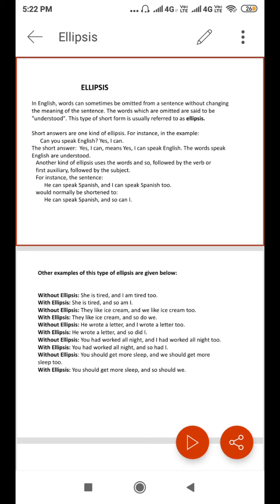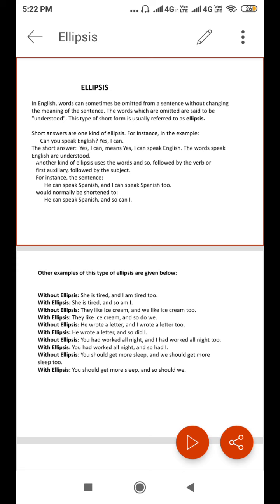Today we are going to talk on the topic ellipsis. This is very important, particularly in spoken English. We make use of ellipsis. In English, words can sometimes be omitted from a sentence without changing the meaning of the sentence. The words which are omitted are said to be understood. This type of short form is usually referred to as ellipsis.